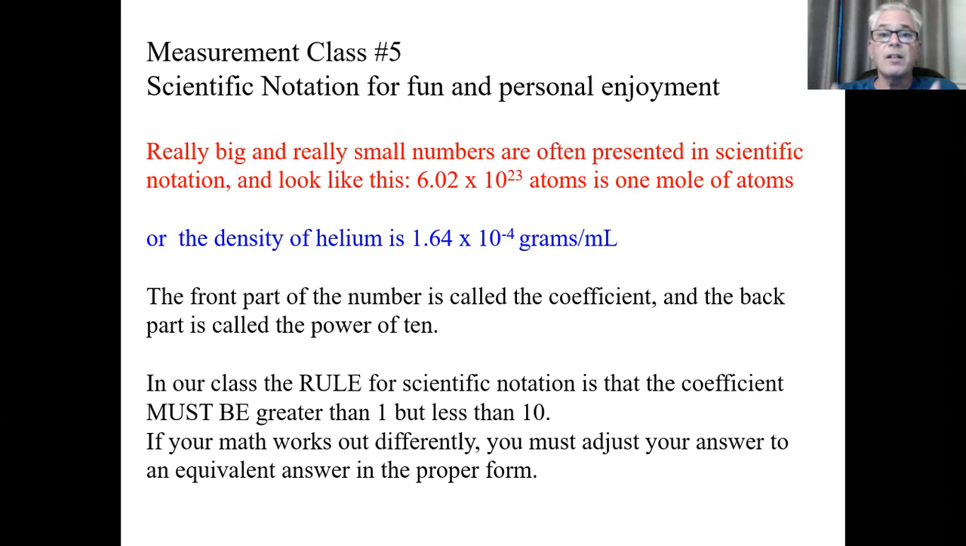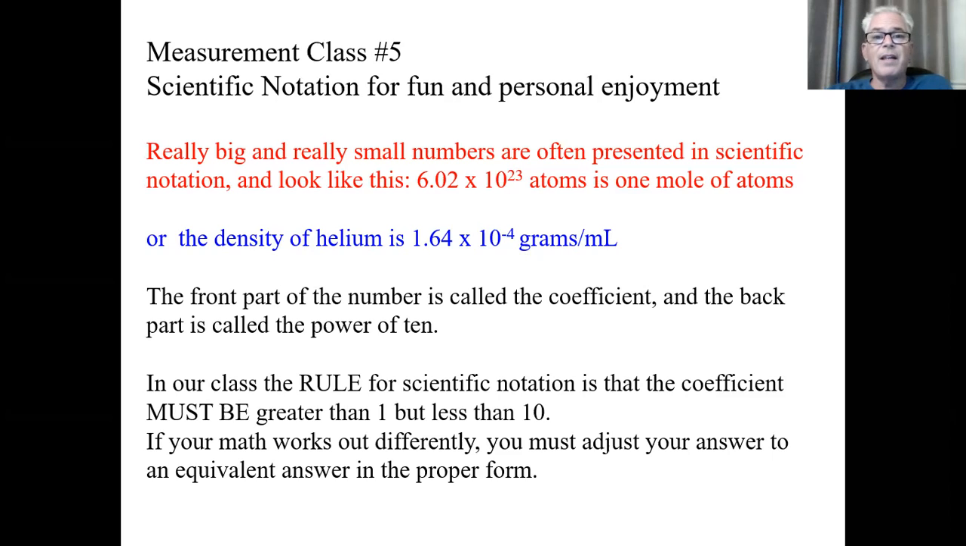A mole is a specific measurement in chemistry, just like a dozen is 12 roses, or a dozen is 12 bagels, or I don't know. This is just another number, right? A pair of shoes is 2 shoes. This is a lot of atoms, but it's a specific scientific number. But the number is so gigantic, we can't write all those zeros, so we write scientific notation.